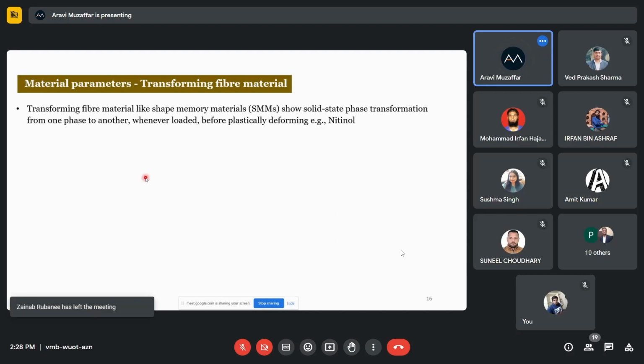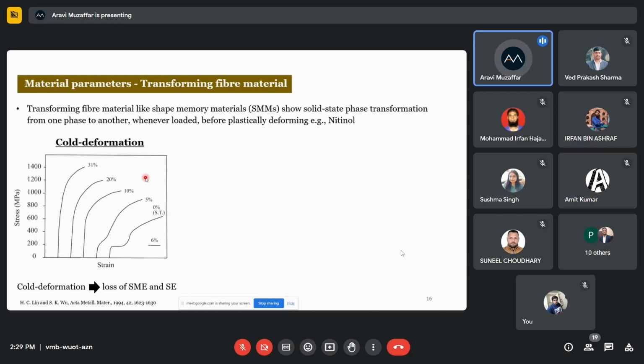So what is important in transforming fiber materials is that they are relatively difficult materials to work with, considering that no two nitinol materials, if taken from different suppliers, even from the same suppliers and different batches, will perform in the same manner, because their properties are very much dependent on the thermomechanical history that has been provided to them.